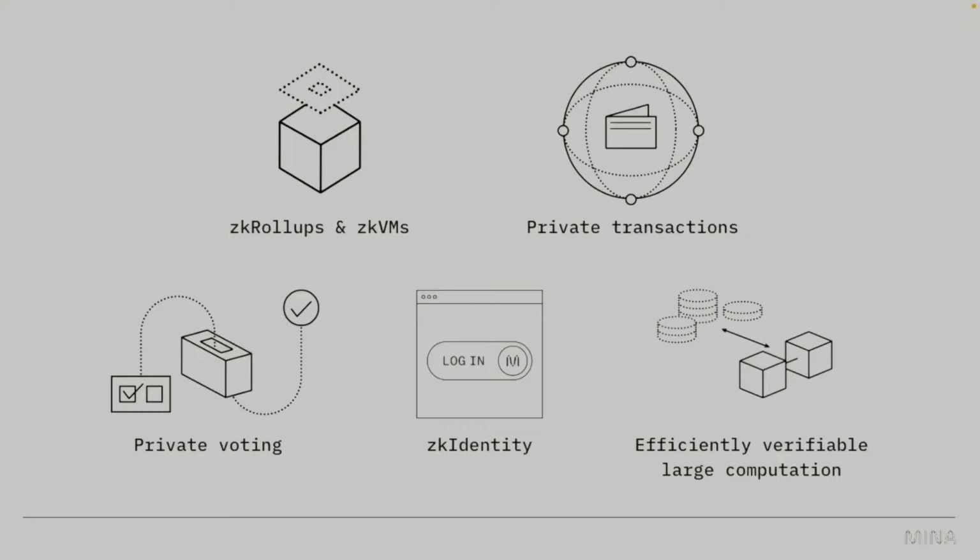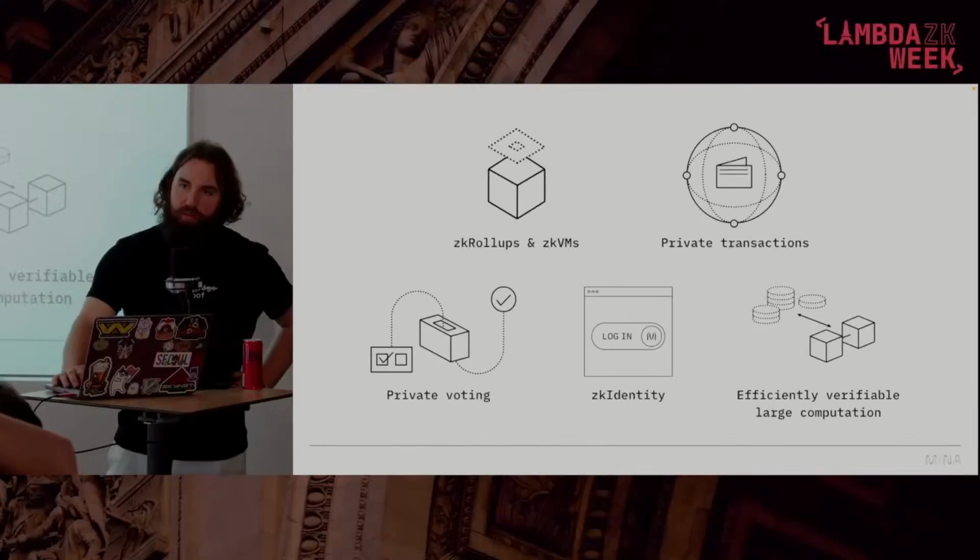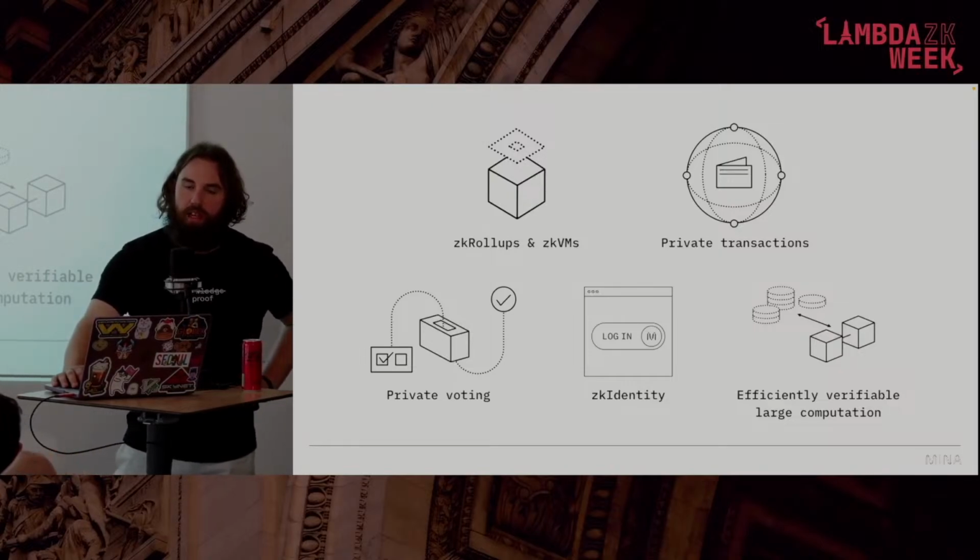Rolling up computation into roll-ups, doing private transactions and things like that, doing voting when you don't necessarily want to reveal your vote. A lot of things to do with identity as well. Digital identity is obviously a big topic, and just verifying computation, like larger bits of computation.